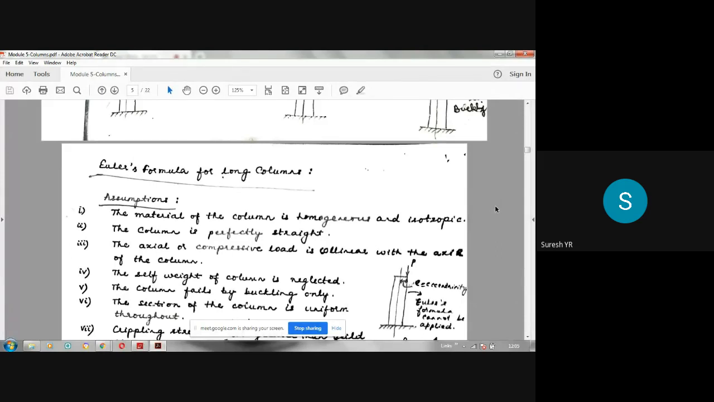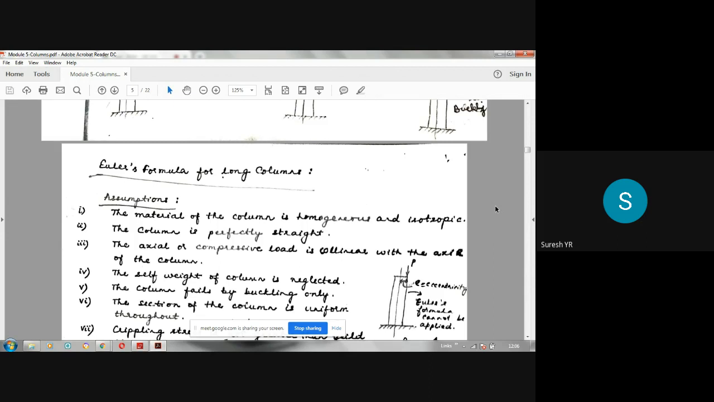Then stability of columns, I told you about stable equilibrium, unstable equilibrium, and neutral equilibrium. If the load acting on the column is greater than the crippling load of the column, then it is unstable. If it is less than the crippling load, it is stable. If it is equal to the crippling load, it is neutral equilibrium. So these three equilibrium conditions were explained.